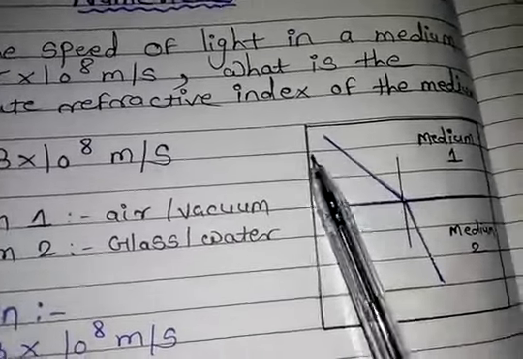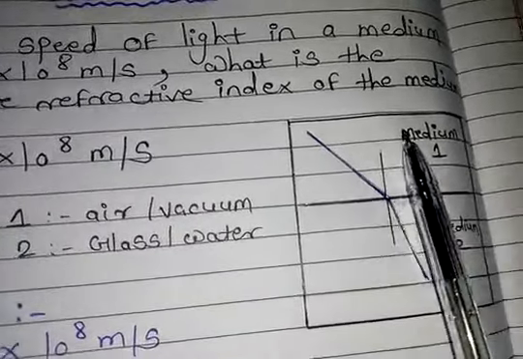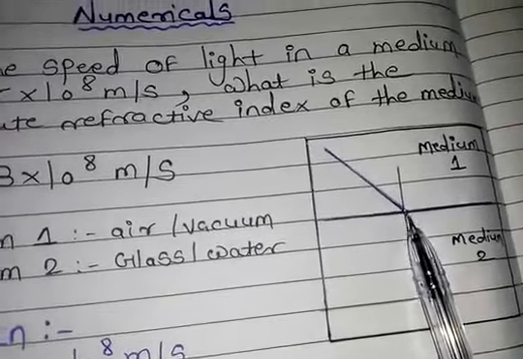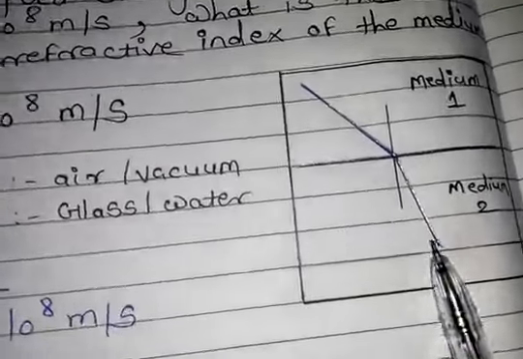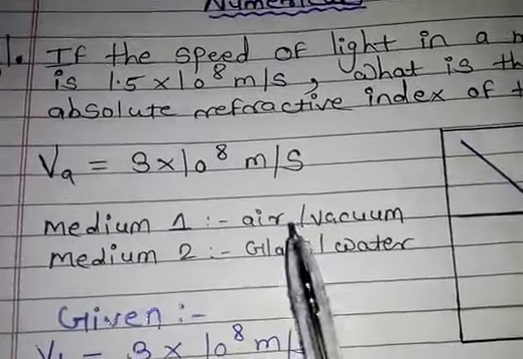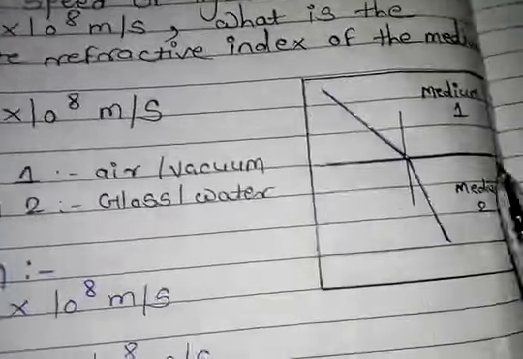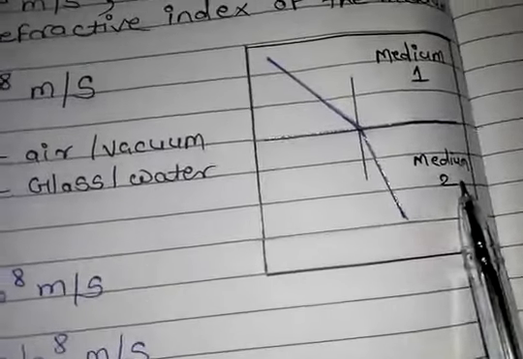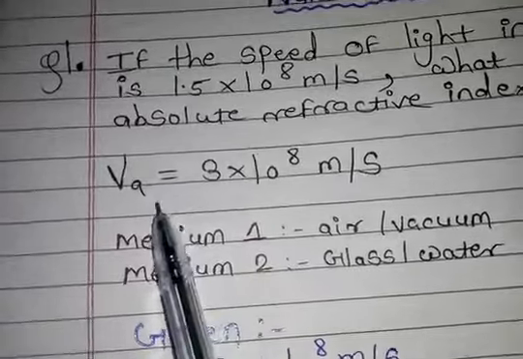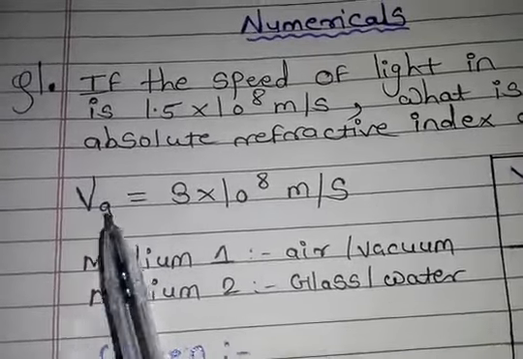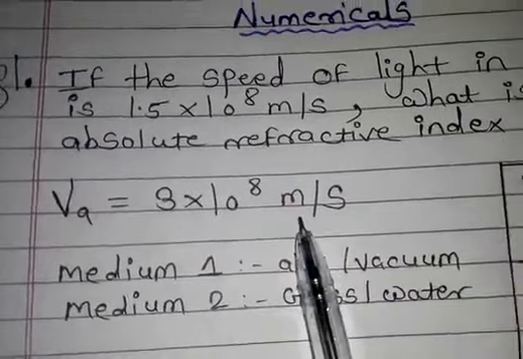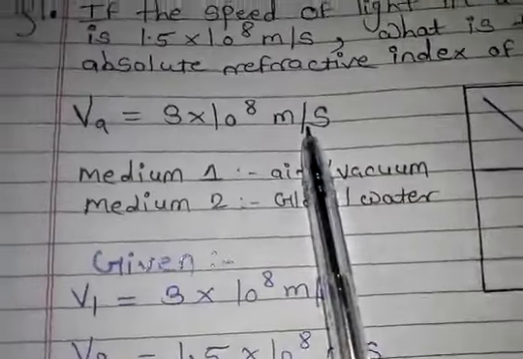Here you can see a ray of light in a first medium. A ray of light is incident on the first medium and it gets refracted in the second medium. Let's take the first medium as air or vacuum, and the second medium as glass or water. And you all know that the speed of light in air is equal to 3 into 10 raised to 8 meter per second.